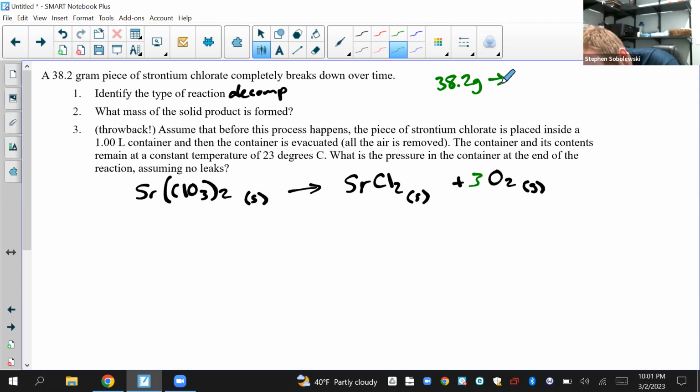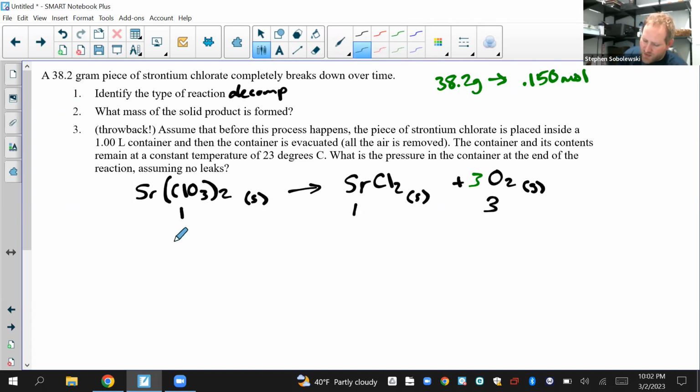It's at 87.62. That's 1 strontium plus 2 chlorines, 35.45 each, plus 6 oxygens is going to be 96, right? 6 oxygens, yeah. 254.52. So 38.2 divided by that is going to give me 0.150 moles of my starting reactants.